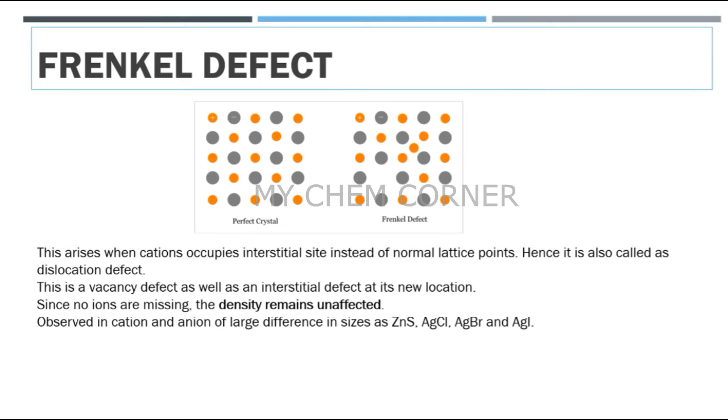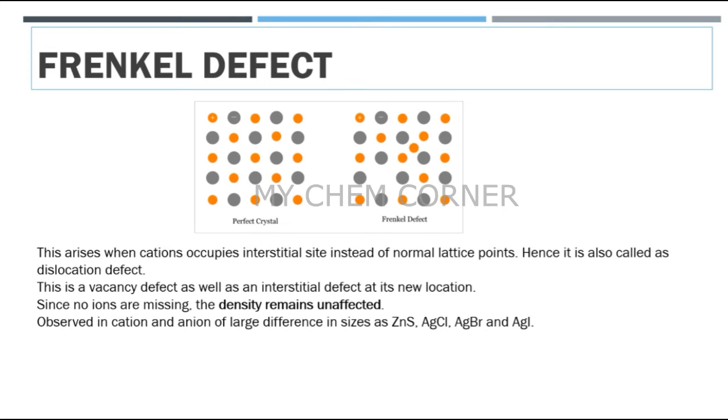Now, in what type of ions is it observed? In those ions whose cation and anion have a large difference in size. They need that difference, only then can the cation sit in the interstitial site. If they are of comparable sizes, the size of the cation and the anion will be similar, so the cation cannot really sit in the interstitial site. So you should have a cation and anion which differ by a large amount. Examples here are zinc sulfide, AgCl, AgBr and AgI. These cations and anions have a huge difference between them.